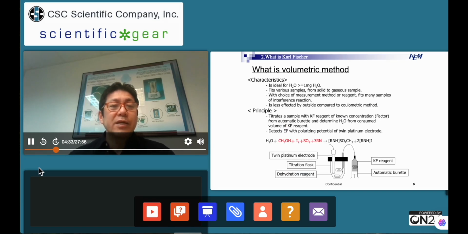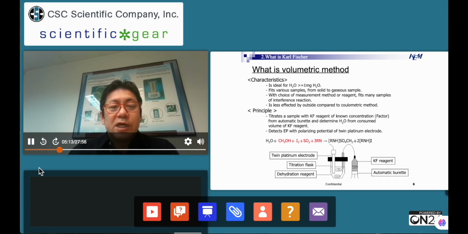Okay, and next is more detailed information about what volumetric Karl Fischer is. As I explained, normally the target is more than 1 milligram H2O of water content. And this is the principle of the Karl Fischer reagent. In volumetric Karl Fischer, there is iodine in the Karl Fischer reagent, and the iodine reacts with water and we can get the data. And this is the structure.